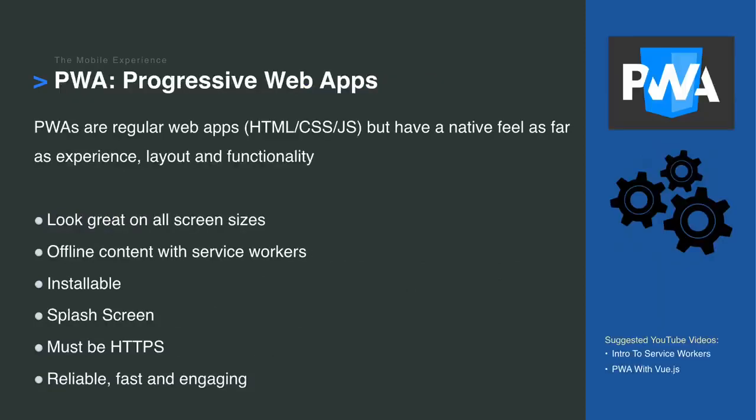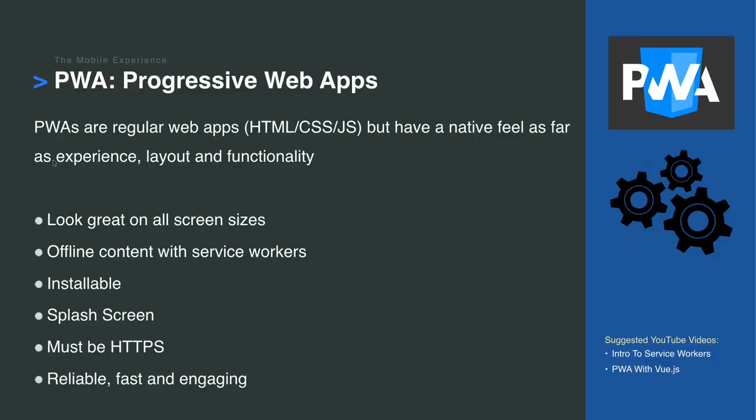Okay, so progressive web apps are really popular going into 2020. They're essentially regular web apps, usually built with HTML, CSS, JavaScript, but have a completely native feel in terms of experience and layout and functionality. The idea is to have the mobile experience in the browser, and you can actually make them installable, so you can install them and have them on your home screen. And there's a checklist of stuff that your app has to have in order to be a full-fledged PWA.